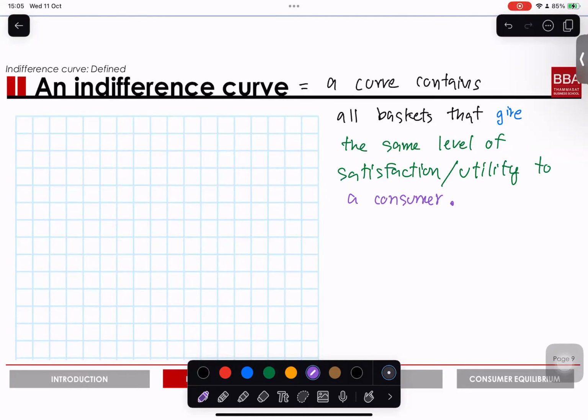A curve. It must be a curve, a line that contains baskets, and the baskets contained in this curve must generate the same happiness level. If not, it's not an indifference curve. In Thai, เส้นความพอใจเท่ากัน, same satisfaction level.